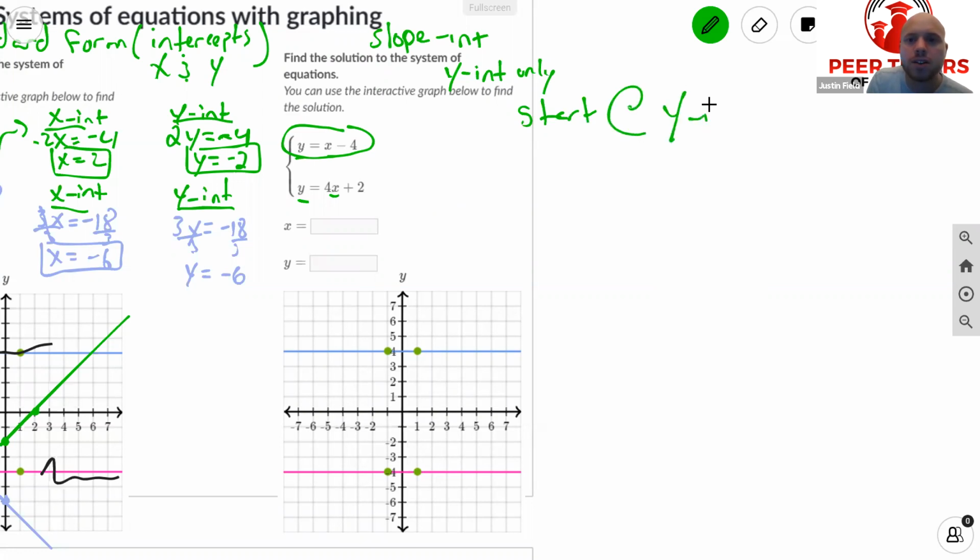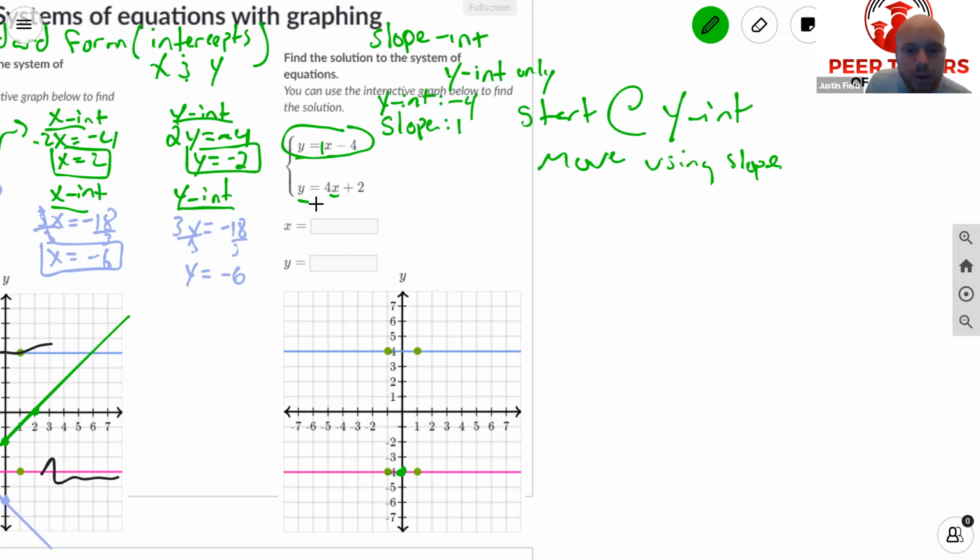At y-intercept, move using slope. We did this in an assignment this past week. Okay, so we're going to start at negative 4. And our slope here is 1 because there's no number in front of the x. So our y-intercept is negative 4. And so I put a point there already.